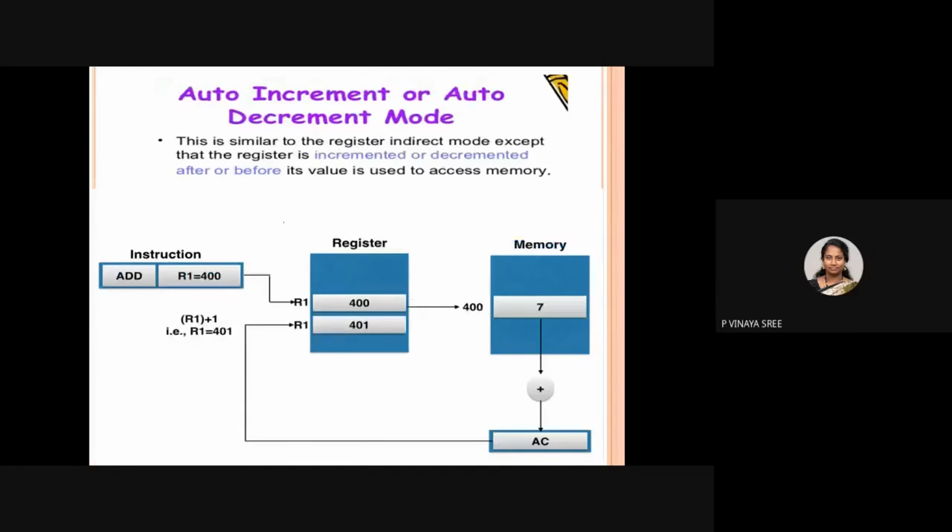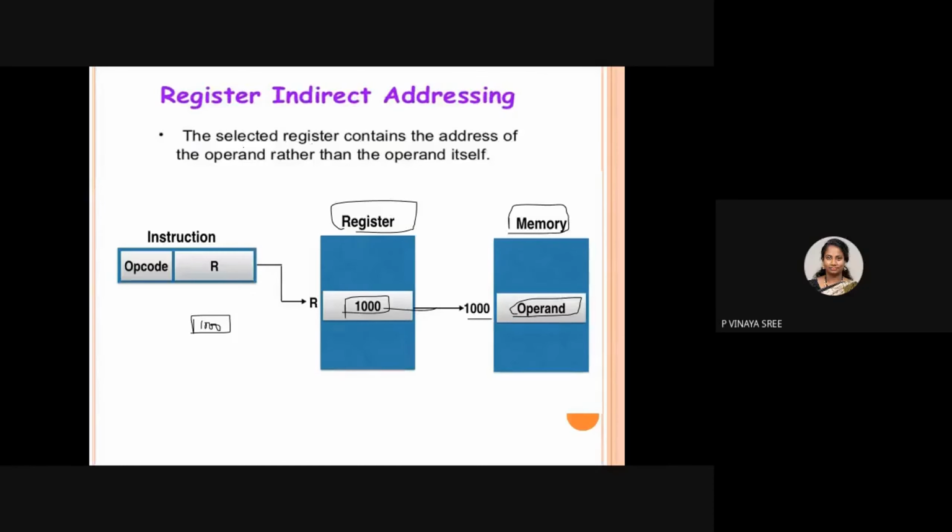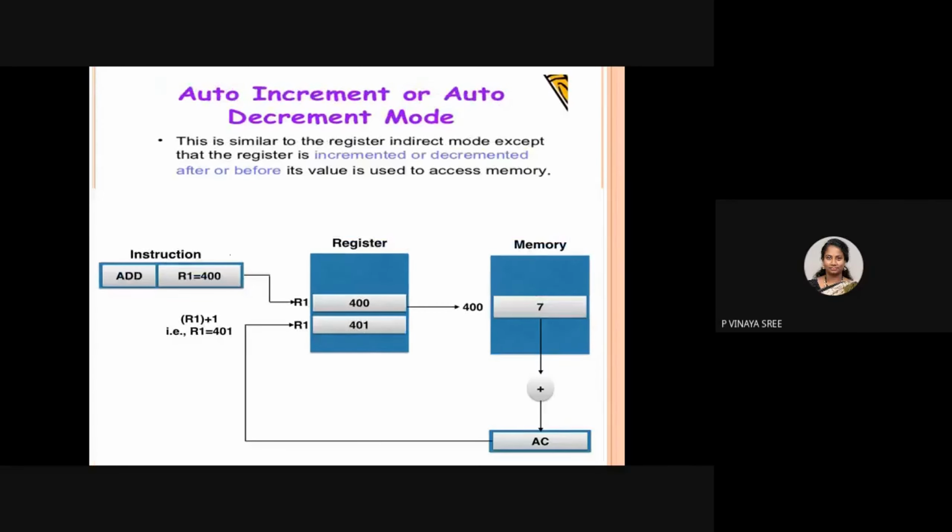So next is auto increment or auto decrement mode. We'll be discussing auto increment and auto decrement mode. It is similar to register indirect mode. You should be clear about register indirect mode, then you can understand auto increment and auto decrement mode. So it is almost similar to register indirect. Means what? You will be having a register.